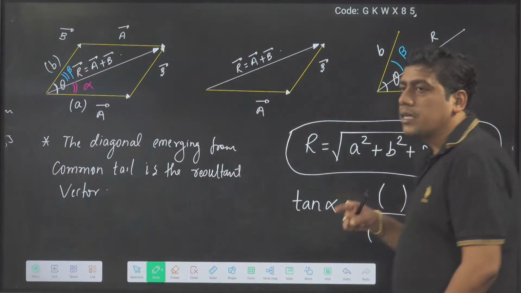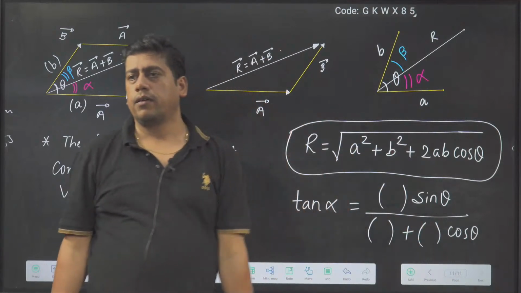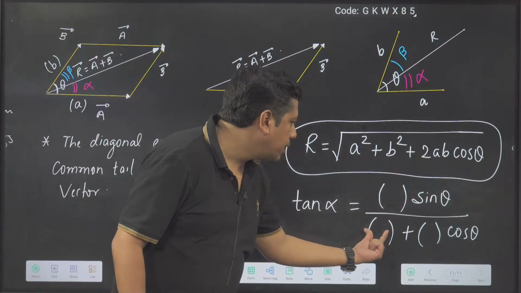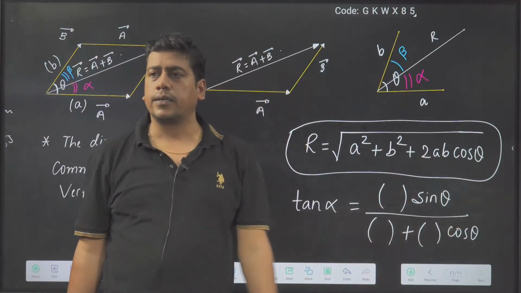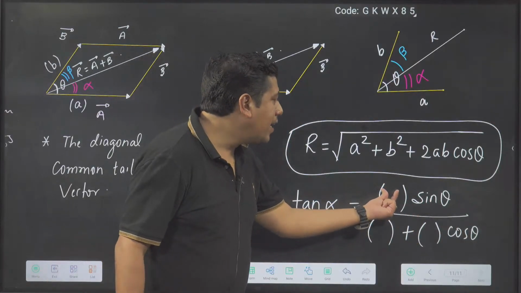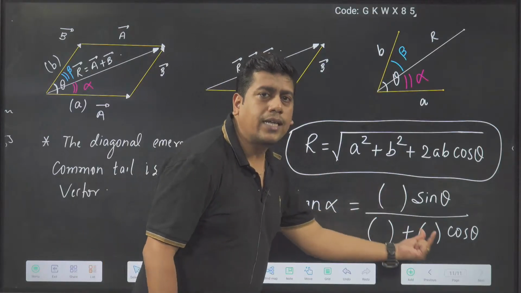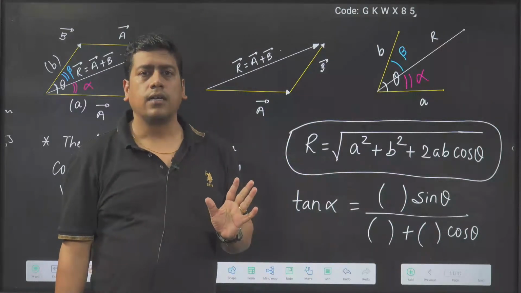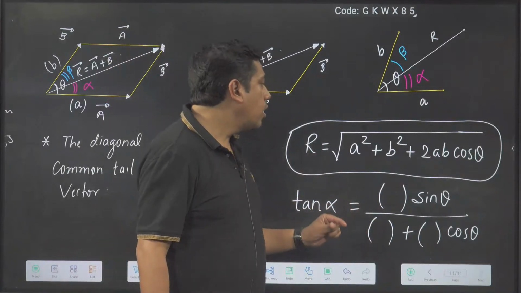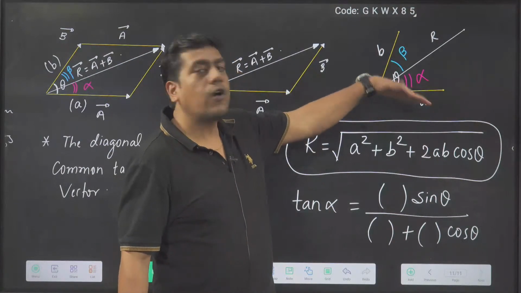Now, what will be here, sir? So either A or B. First of all, remember the format: something sine theta divided by something alone here plus something into cos theta. Whatever you multiply to sine theta, the same thing you will multiply to cos theta. And the other one will be here alone. So who will be alone? That vector magnitude with which you are finding the angle.